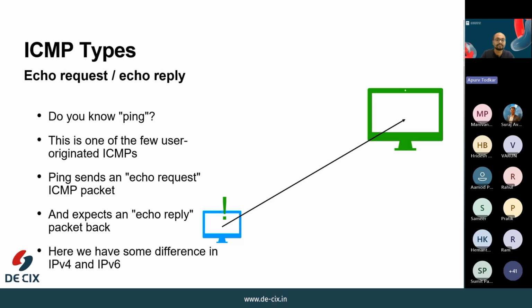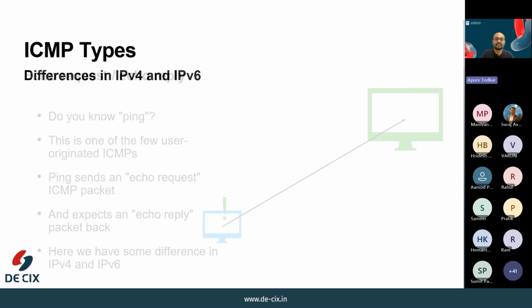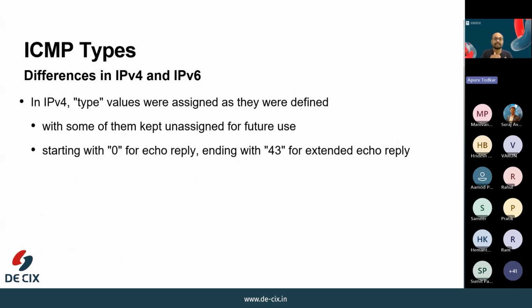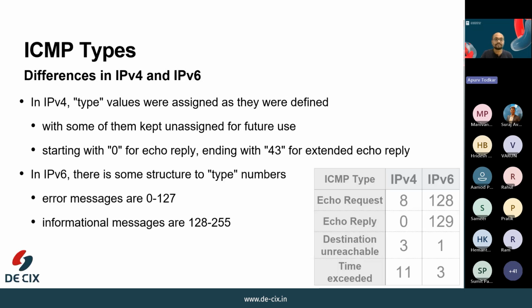Now there's a slight difference between ICMP version 4 and ICMP version 6 when it comes to how these types are numbered. In ICMP for IP version 4, the type values were assigned over time as new use cases were discovered. So they started with lower numbers and then counted back up. For example, type 0 is for the echo reply and then type 43 is something more recent, an extended echo reply. In contrast, ICMP for IPv6 was designed to be more structured from the beginning.